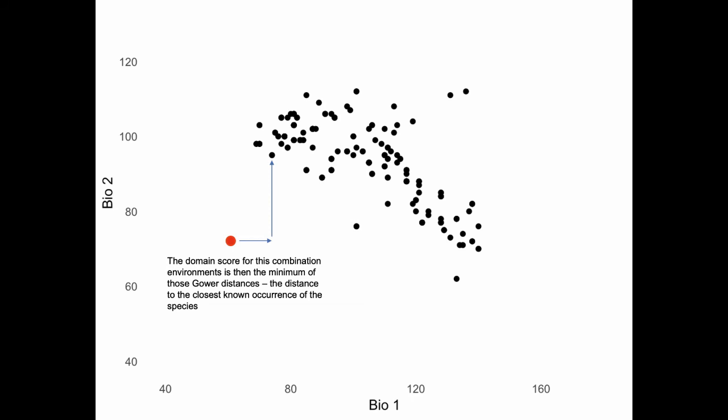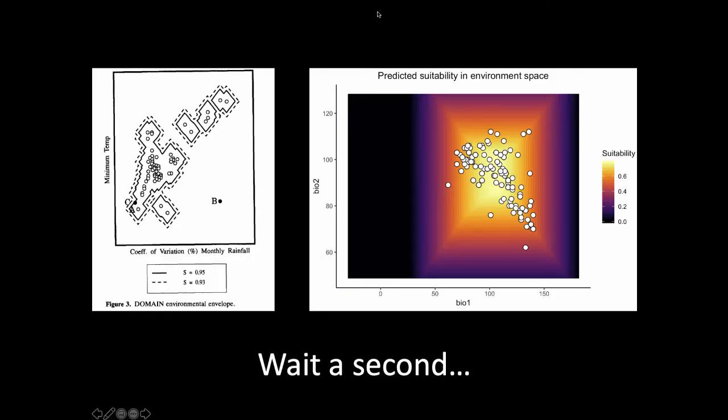And that's fairly sensible. It doesn't require a ton of assumptions. Something interesting has happened, though, with domain models, which is that the domain models that are implemented in Dismo are not domain models. This is actually what a domain model should look like in environment space. It should be very tightly clustered around your occurrence points and should be a fairly complex shape, sort of reflecting the distribution of those occurrence points in environment space. If you actually make a Dismo model in domain, and map it in environment space, its predictions of suitability, that's not what it looks like at all.